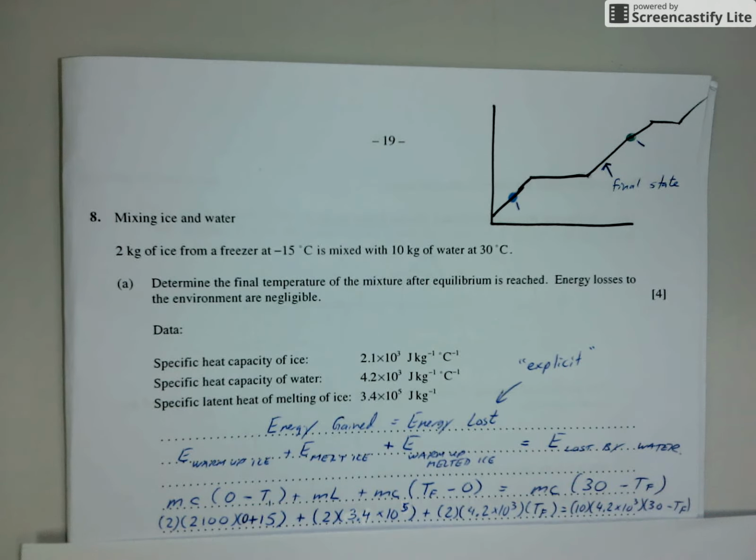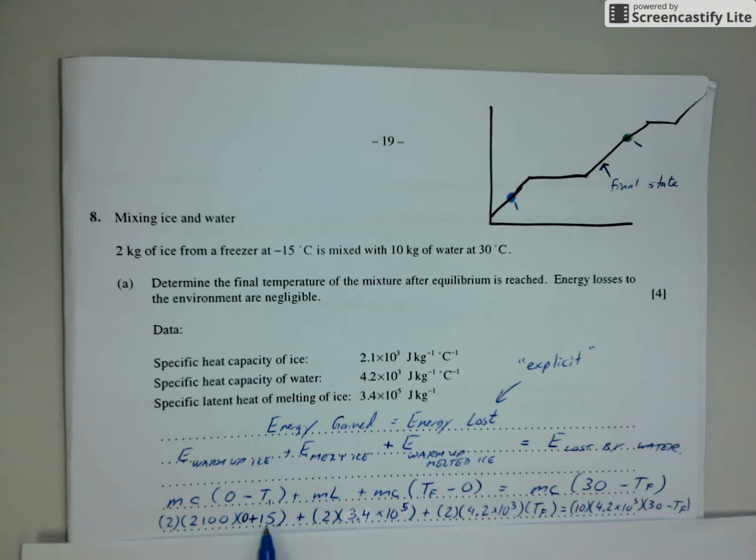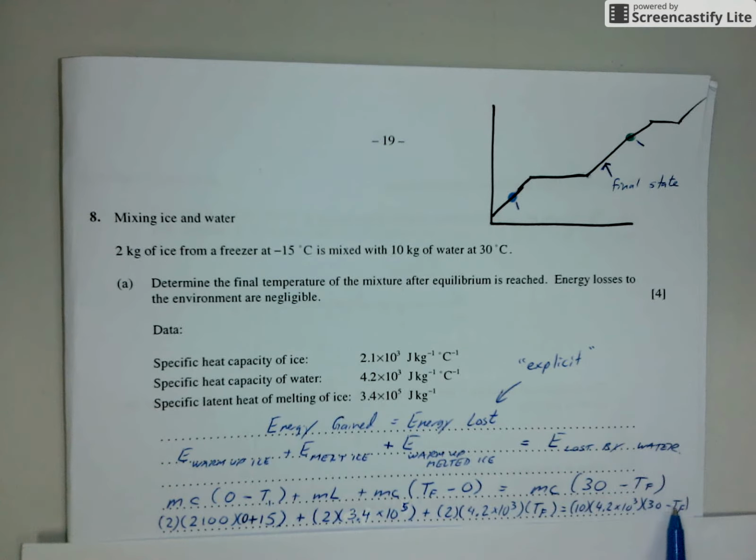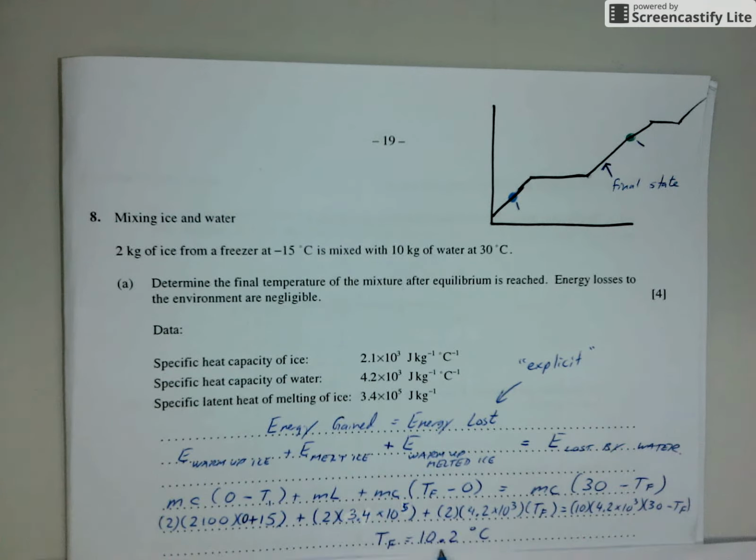Here's my substitution of the values. Again, here's the heating of the ice. This turns into a plus 15. Here's the latent heat of melting for the ice. And here is the specific heat capacity of water for warming up the ice water. Both of these terms have a final temperature value in them. And once you get this all set up, it is working through the math to get an answer of 10.2 degrees Celsius as the equilibrium temperature.